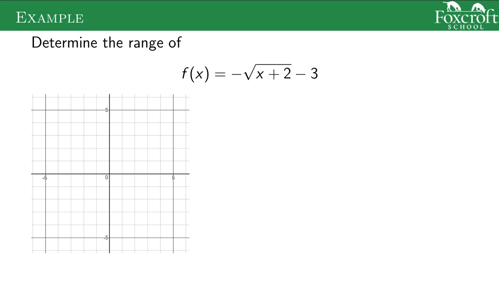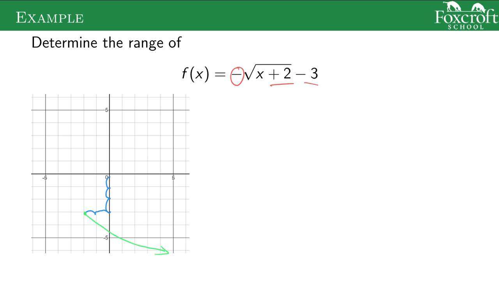All right, here's one with a square root again. Again, there's kind of 3 important things to recognize: there's this negative, this plus 2, and this minus 3. So the -3 moves my starting point down. The plus 2 moves my starting point left. And the negative means I'm going to have a downward square root curve.